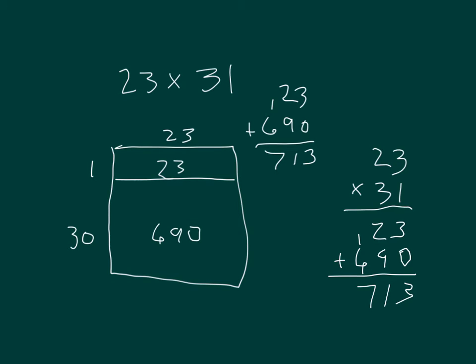Take a look at the area model and the standard algorithm. Compare them. What do you notice? Do you notice that we have the same numbers?